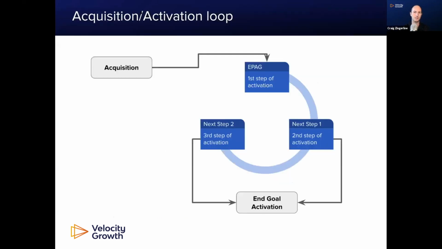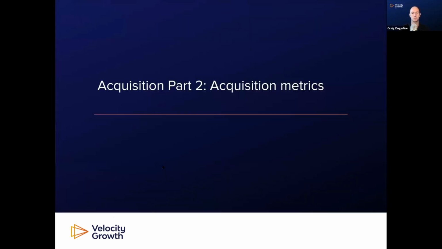So to visualize this, this is a generic view of the acquisition activation loop. You start with acquisition, you hand off via this endpoint acquisition goal or EPAC metric, which is really that first step in your activation loop. You probably have a next step. You may have a third step as well, but what you're trying to do at each and every one of those steps is either move somebody to the next step or get them to that end goal activation. And so I will challenge you to think about this for your own business. Every business has this loop, but we may not have a strong point of view on what this loop is yet. So think about that as we approach next week, when we start to get into some of the tactics on how to actually influence this.